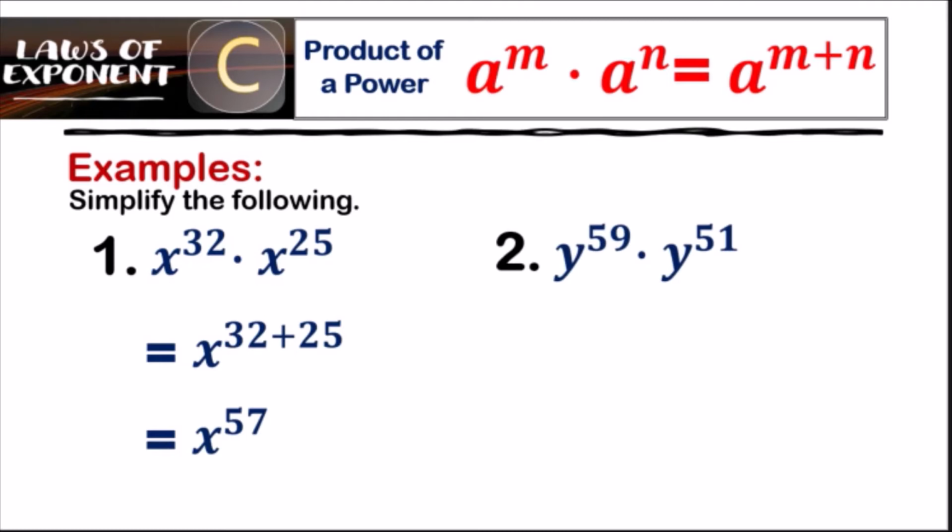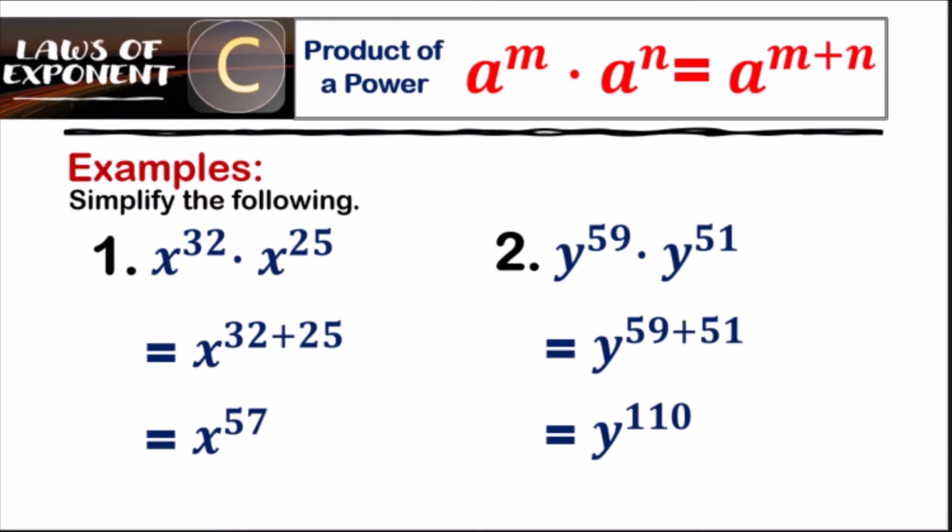Let's have another example. y raised to 59 times y raised to 51. The law says you copy the base and add the exponent. That is y raised to 59 plus 51. Simplify it further. 59 plus 51 is 110, and copy the base y. So, the product of y raised to 59 and y raised to 51 is equal to y raised to 110.